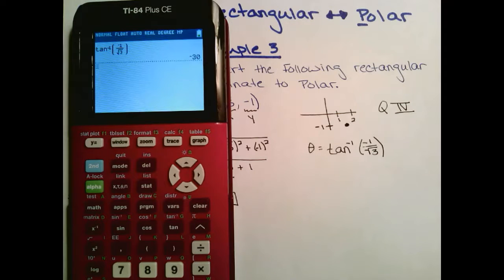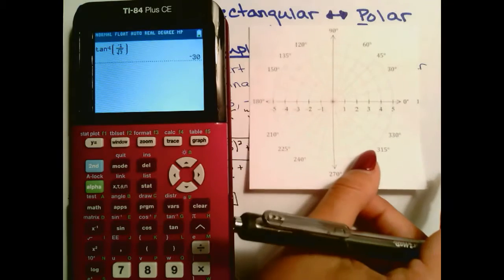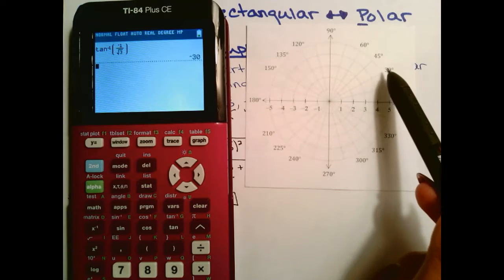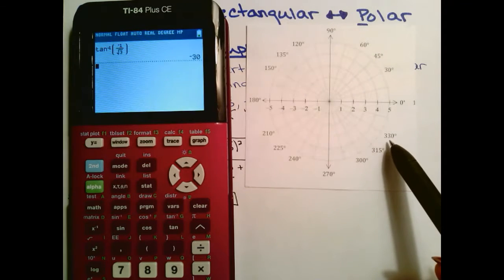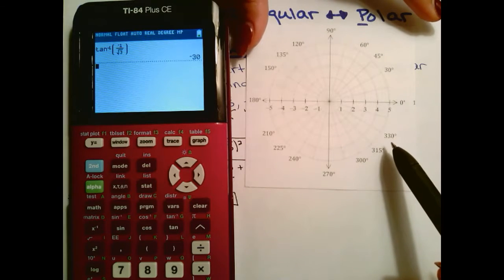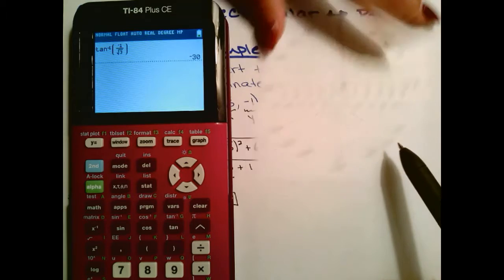Press enter, and I get negative 30 degrees. If you would like to stay consistent with keeping everything positive, remember, if 30 degrees was going up 1, negative 30 degrees would be going down 1. So the positive version of negative 30 is 330.